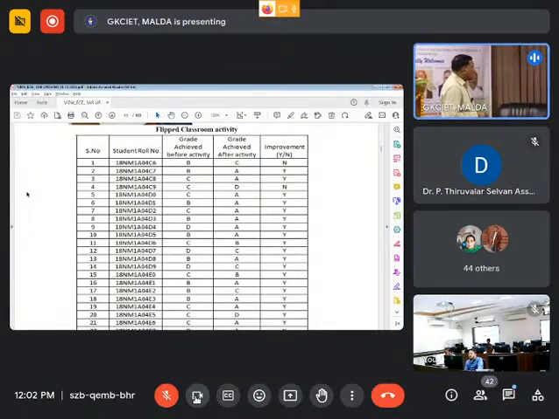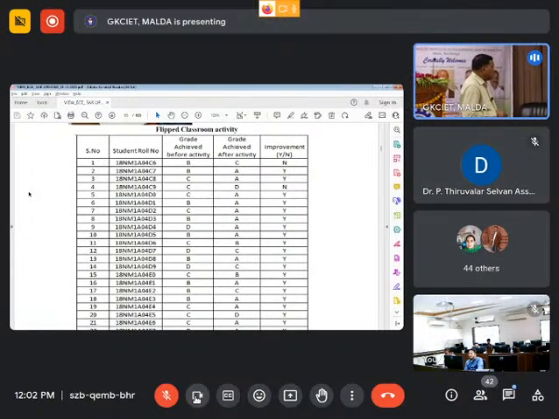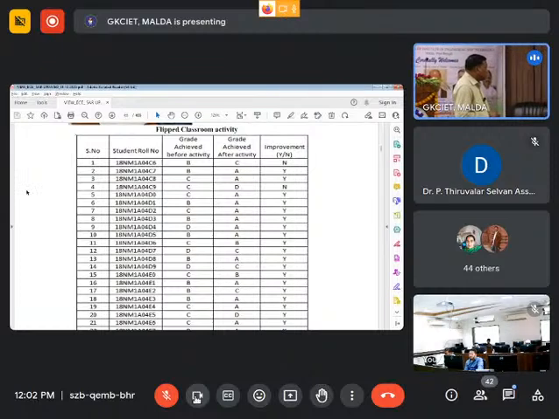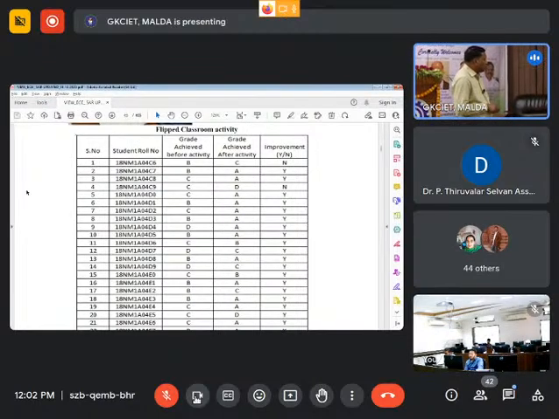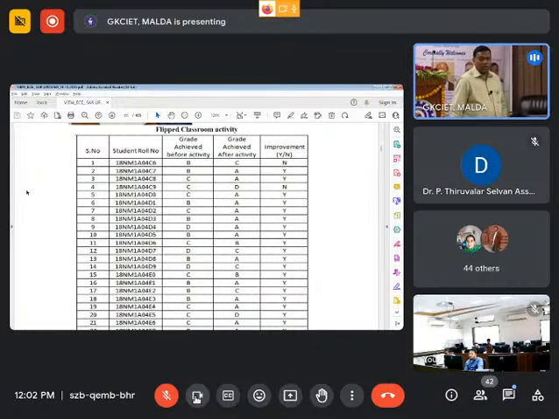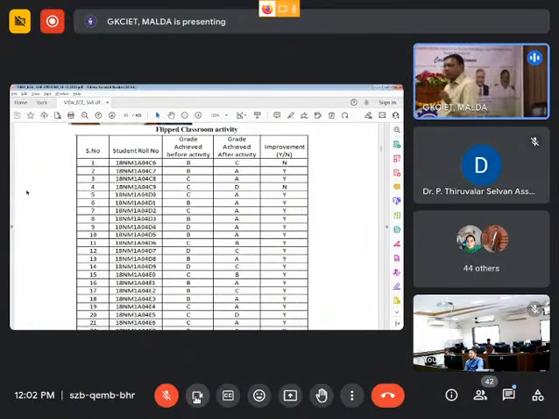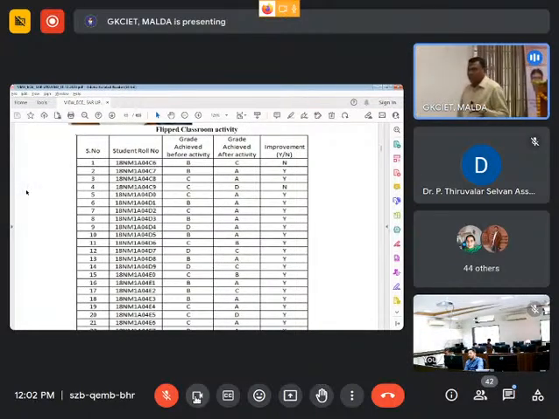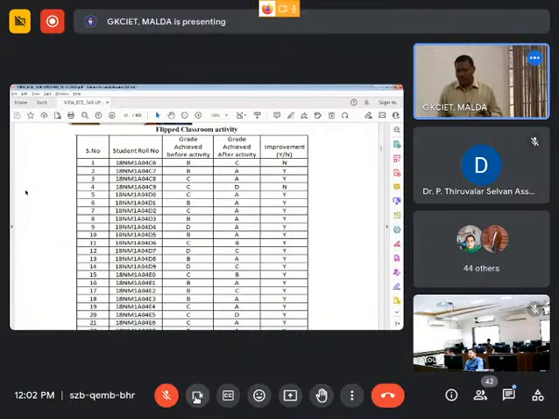Flipped classroom activities, where video-based activities, animation, all those things are sent. Grade achieved before activities, grade achieved after activities, and whether there is improvement or not. See the type of database which they have created. This is a lot of work for a teacher, but it is also part of the system. You have to do that.